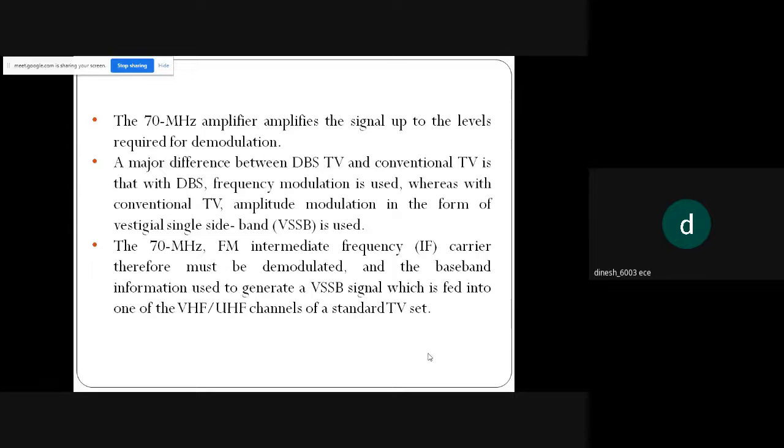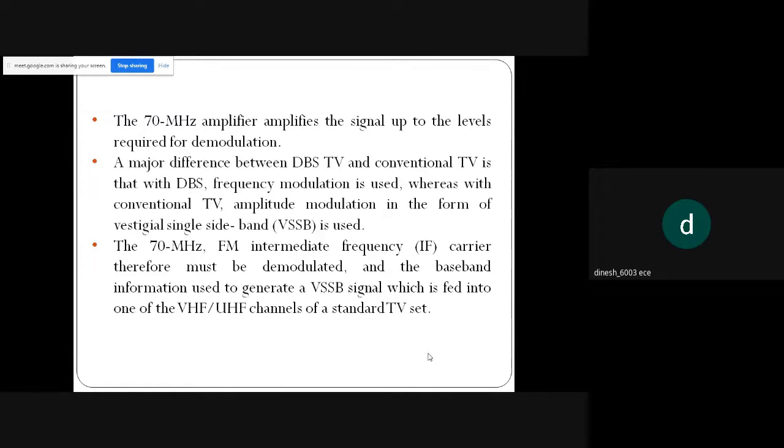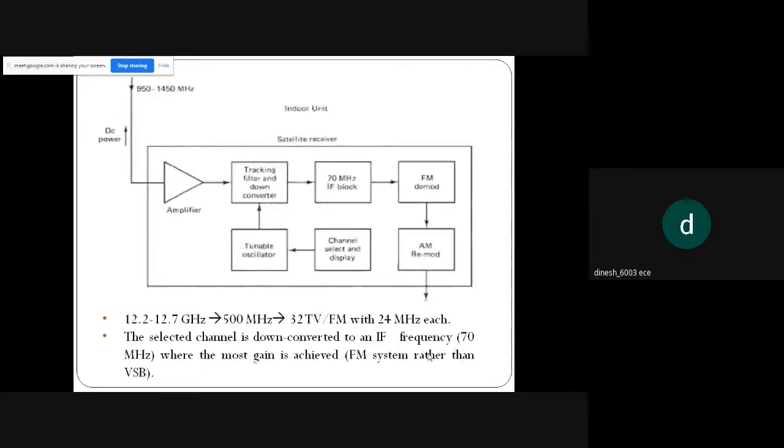Then this 70 megahertz FM intermediate frequency carrier must be demodulated. So we use an appropriate demodulator, and the baseband information used to generate the vestigial sideband signal is fed into one of the VHF or UHF channels of a standard television. So this is the elaborated indoor unit diagram.